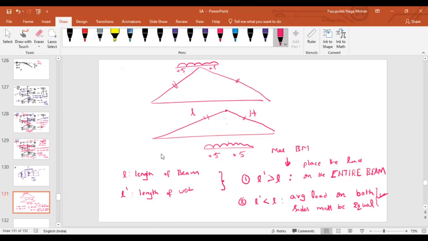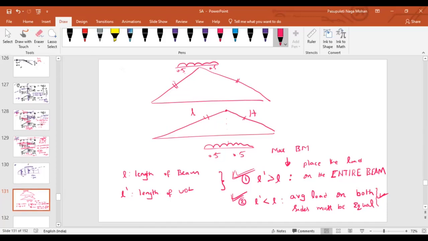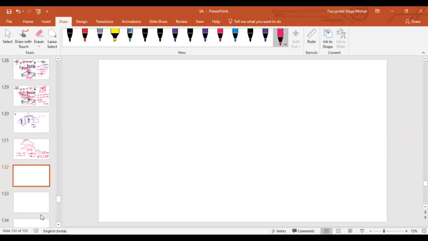In these influence line diagrams, ILDs, you hardly have to learn 4 to 5 cases by heart. If you can memorize those 4 to 5 cases, then it is free marks in our hand. The first case is this one. Even if you don't memorize this case, that's fine. Even with common sense, we can understand this case. But in the second case, if the length of the UDL is less than the length of the beam, place the load in such a way that the average load on both sides must be equal. Now let us solve that case.